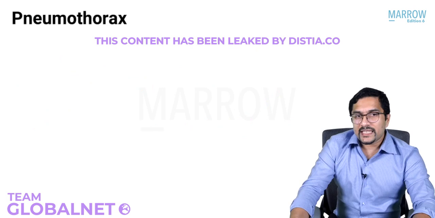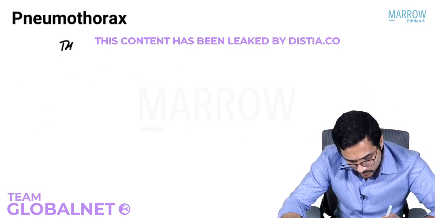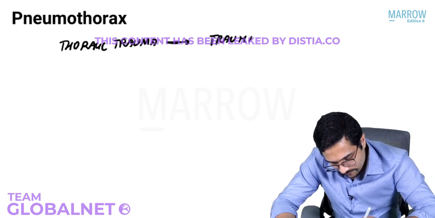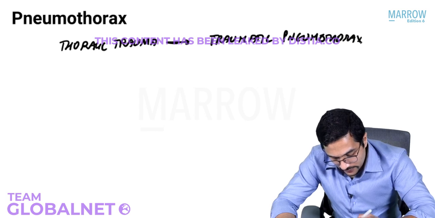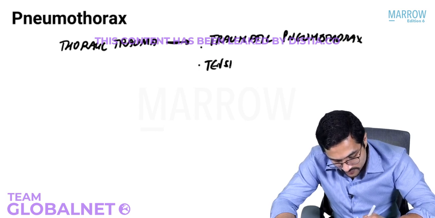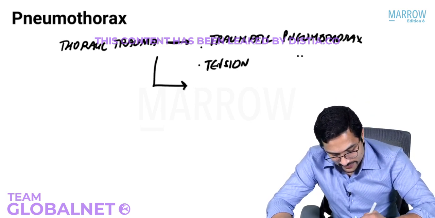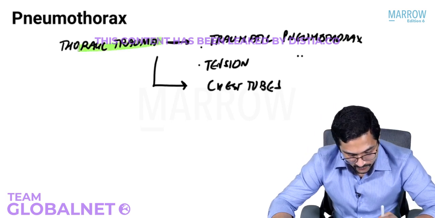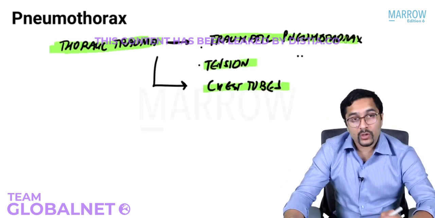Now, the next condition which we need to talk about is pneumothorax. Now, I want you to know here that in thoracic trauma, I have already covered traumatic pneumothorax, so I'm not going to cover it here. I have covered tension pneumothorax, which is very important for the exam. That has also been covered in thoracic trauma. Also in thoracic trauma, I've covered chest tubes. So please refer to that module to know more about tension pneumothorax and chest tubes and traumatic pneumothorax.